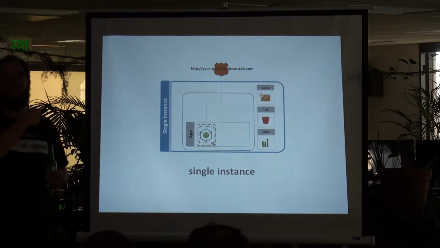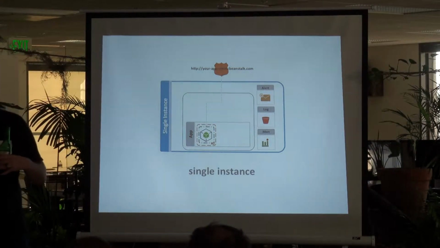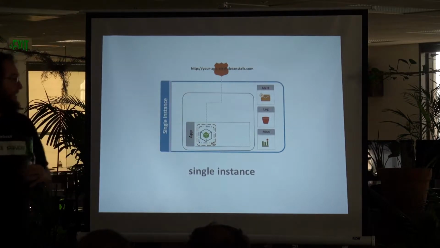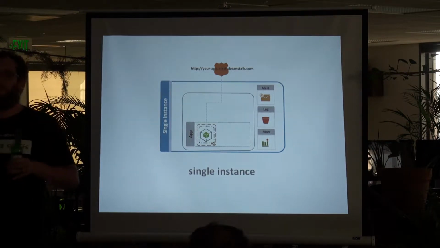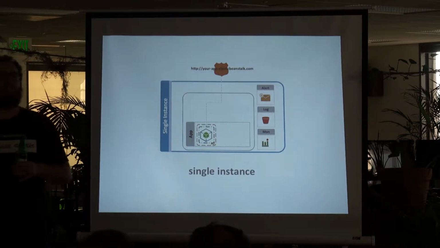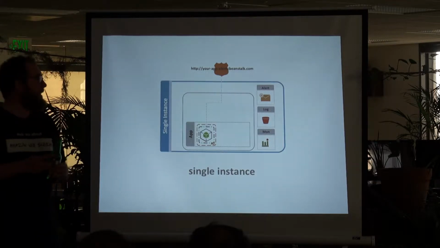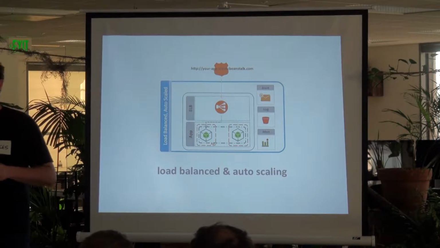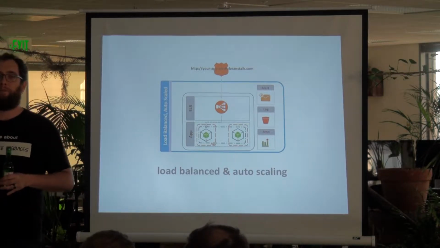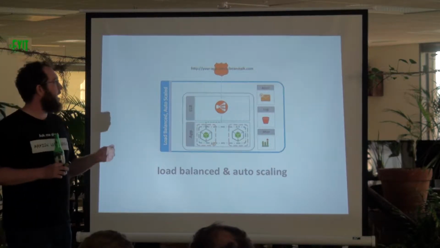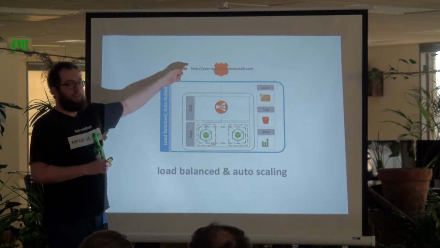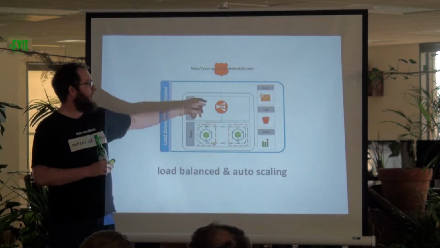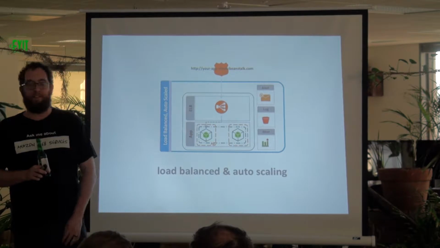So single instance is really great for my WordPress blog that only my grandma reads. 1 T1 micro is totally sufficient. For dev and test, it's usually a pretty good choice. And then the next environment type is load balanced and auto scaling. And you can toggle between these two environment types. In a load balanced and auto scaled environment, you still got your DNS CNAME. It's pointing to an Elastic load balancer in this example.